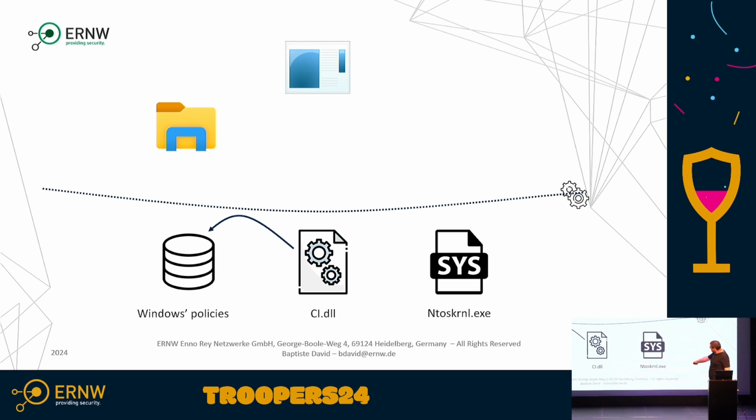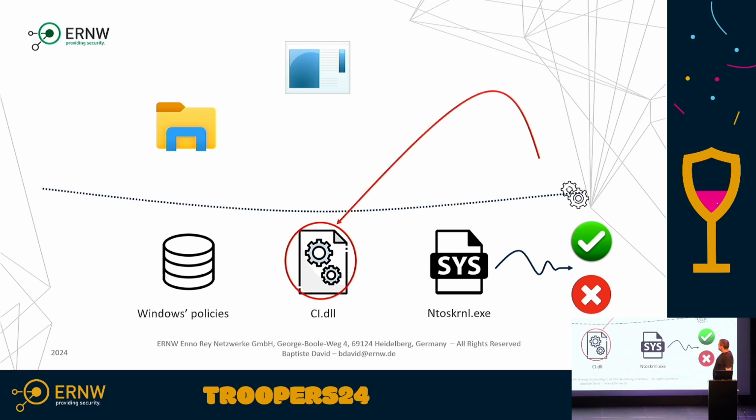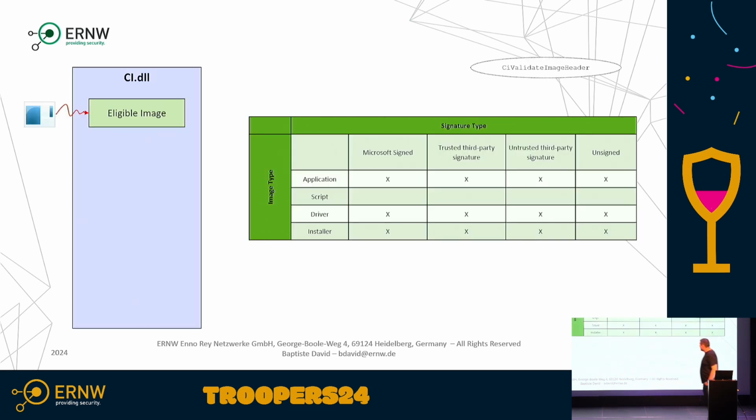Then ci.dll checks Windows policies, which define which application can run or not. Windows policies can be used on the command line, of course, but in the end, it's just an XML file which defines which application can do what based on signature, metadata, and so on. Windows policies say yes or no to ci.dll, and then the kernel allows the execution or refuses it. Very simple. As we said in the documentation, Smart App Control is based on WDAC. So it's based on ci.dll. So let's dive into ci.dll.